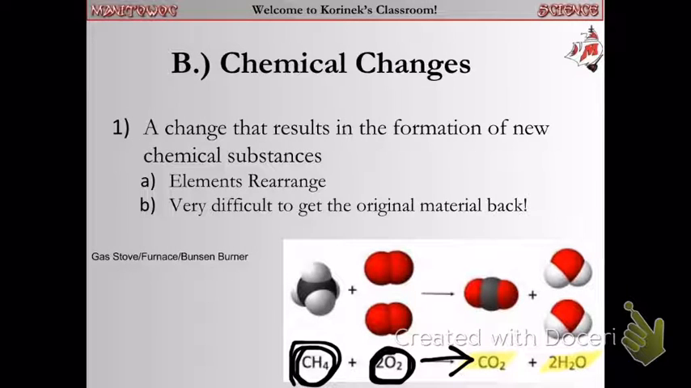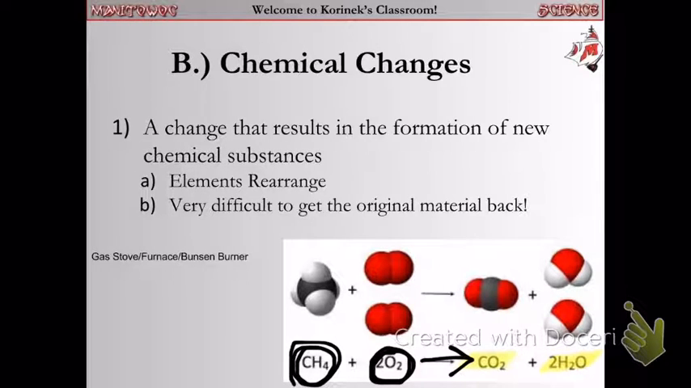Now, this would be very, very difficult to reverse. And just think about it this way. Could you go home and light your stove and capture all the gases and put them in a bag and then get the original oxygen and methane back? That'd be difficult. Could we do it? Sure, but it wouldn't be too easy.